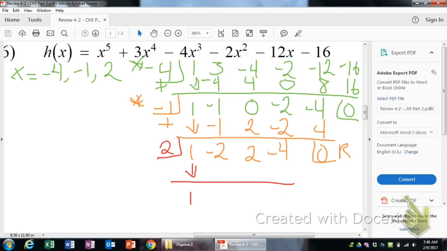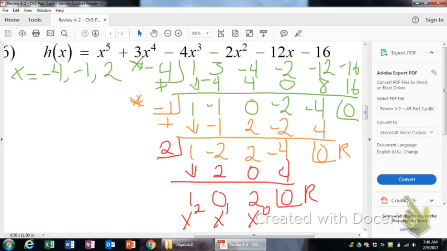So drop down my 1. 1 times 2 is 2. Negative 2 plus 2 is 0. 0 times 2 is 0. 2 plus 0 is 2. 2 times 2 is 4. Remainder of 0. So that means what I have left is x to the 0, x to the first, and x squared. Well, when I write this out, that means I have x squared. I don't need to write 0x, but I do need to write plus 2 equals 0.